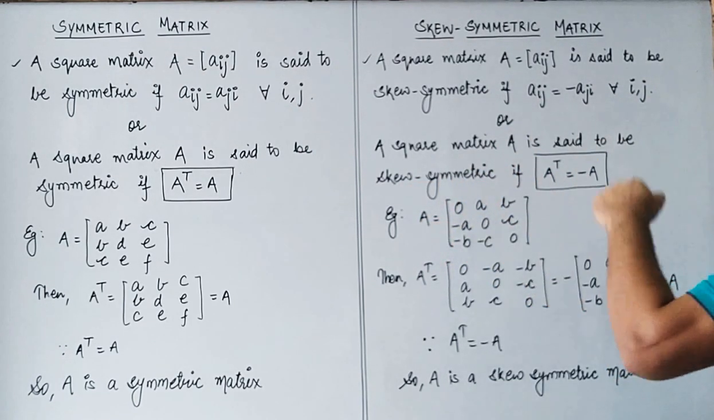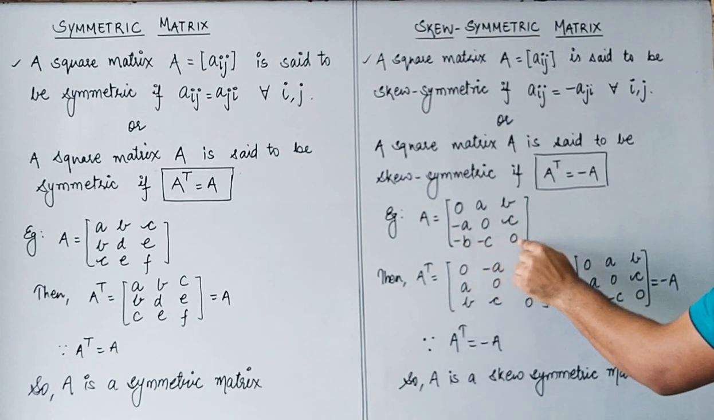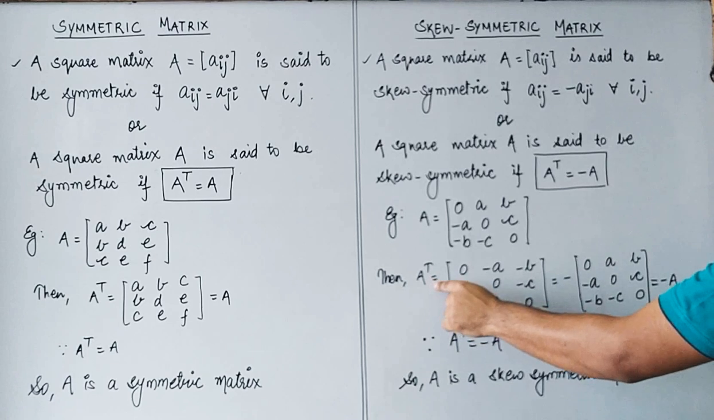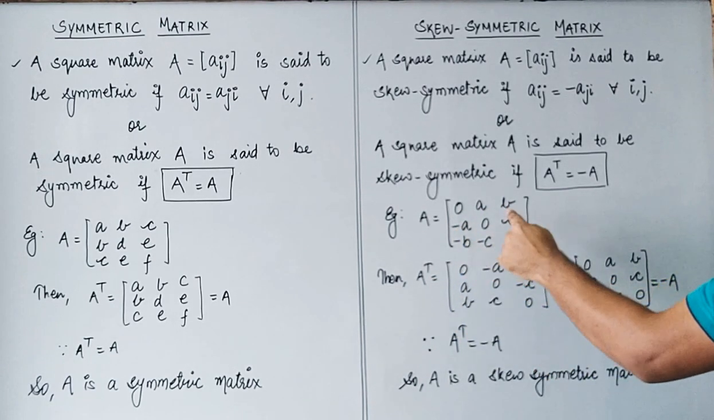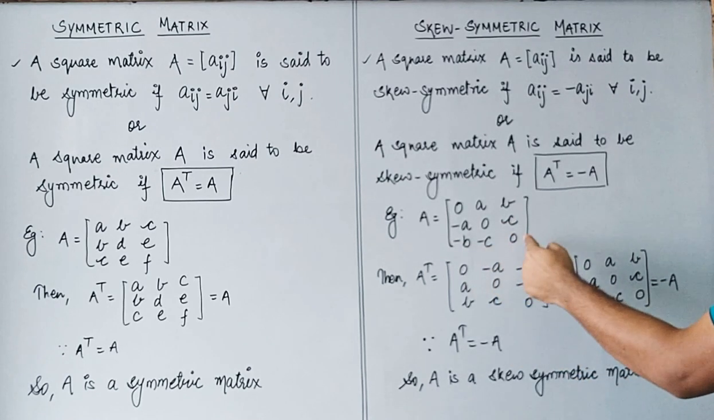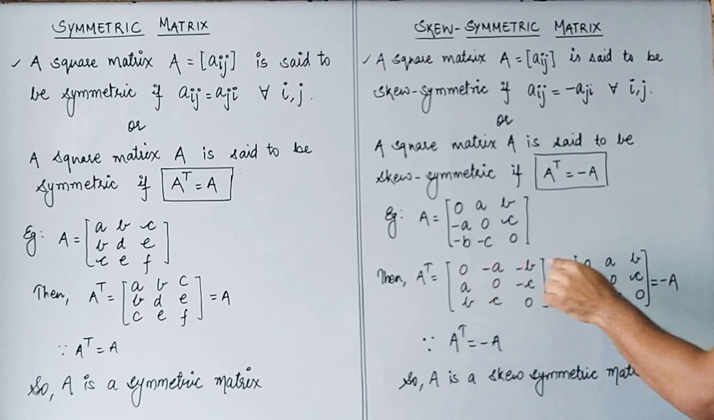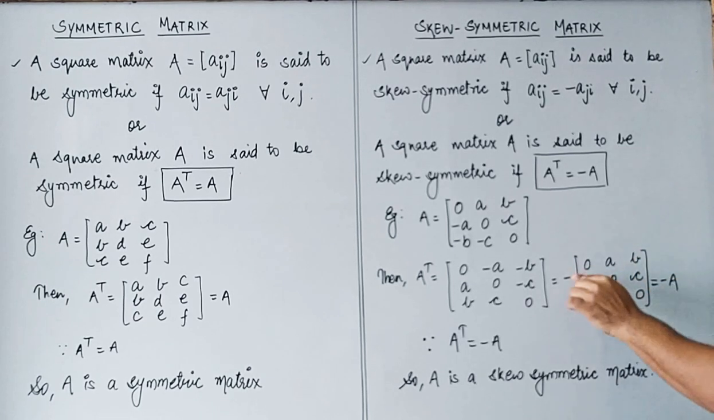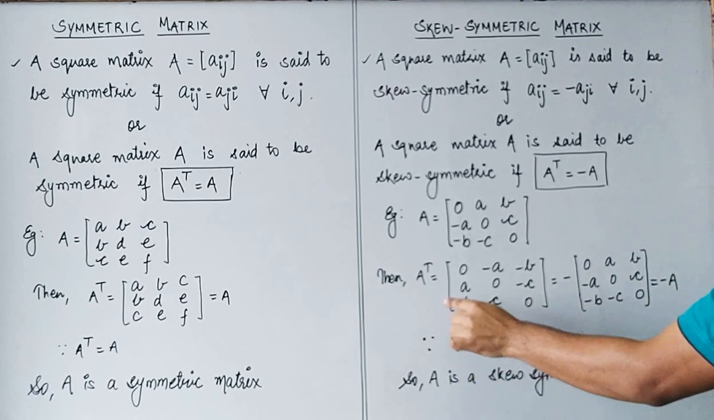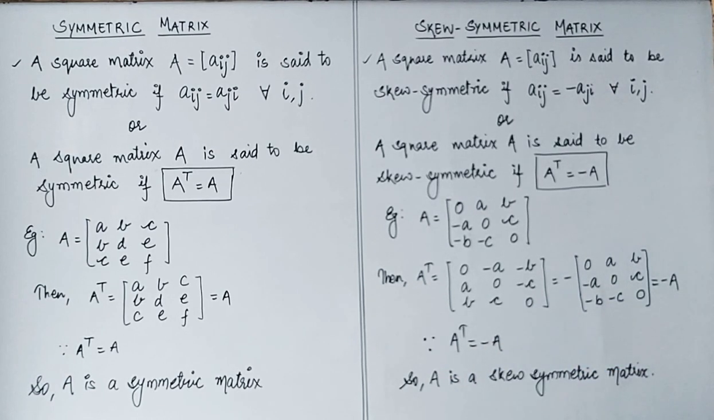Example, if A is a matrix with elements 0, a, b, minus a, 0, c, minus b, minus c, 0, then A transpose is 0, a, b. This first row will become first column, the second row will become second column, and the third row will become third column. Now we will take minus common from this matrix. So this is 0, a, b, minus a, 0, c, minus b, minus c, 0. This is again A. So this is minus of A. Since A transpose is minus of A, so here the matrix A is known as skew symmetric matrix.